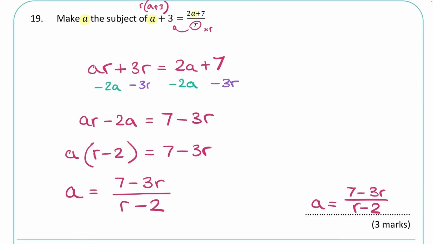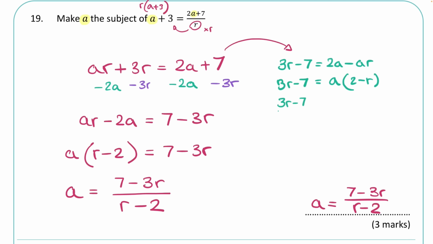Now there are two variations of the answer to this, because although I moved the a's to the left, you could have decided to move the a's to the right. Had you done that, you'd have got 3r minus 7 equals 2a minus ar. You would then factorise the right hand side, which gives you a times 2 minus r, and 3r minus 7 over here, and then you'd divide by the bracket, so you'd have 3r minus 7 over 2 minus r equals a. So that's the other variation of the answer.